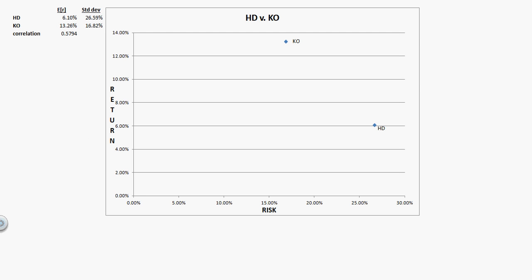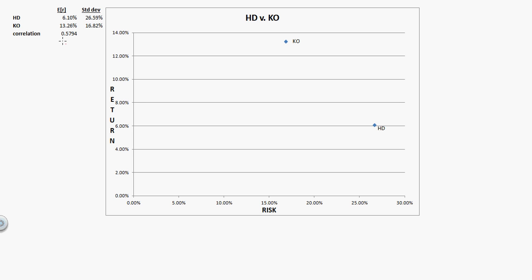Okay, now look at the choices we have for our client. In this particular case, and these are the same numbers from the previous video, Coke has an expected return of 13.26%, standard deviation of 16.82, Home Depot 6 and 26. I've graphed that. Risk or volatility is on the x-axis, return is on the y-axis. I clearly prefer Coke because it's going to give me more return for less risk. So why would I ever consider having Home Depot in my portfolio?